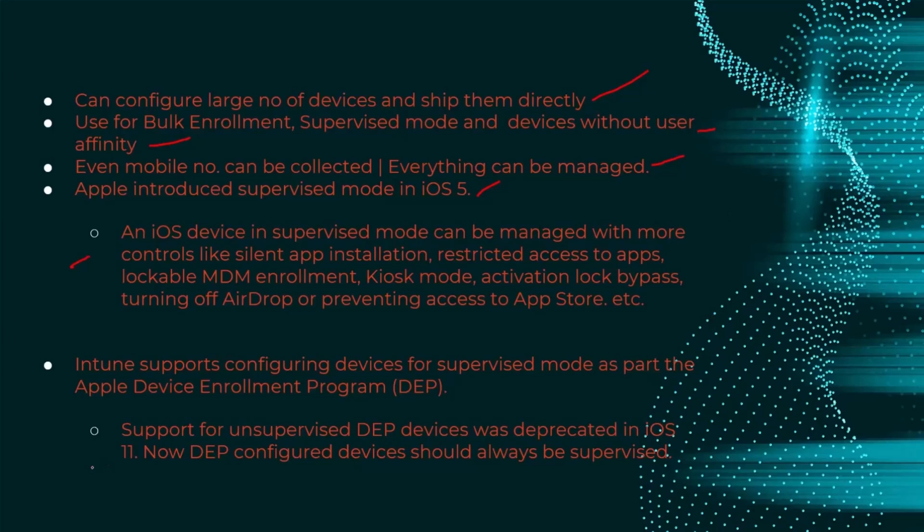Now, as of iOS 11 and later, an ADE or DEP enrolled device has to be supervised. Before iOS 11, you had an option of doing ADE but not turning on supervision. But now it's no longer an option. If you are doing ADE enrollment, the device is going to be supervised, which makes sense because only if it's a corporate device are you doing ADE. And if you're doing ADE, you would want to have as much control as possible on the device, right?